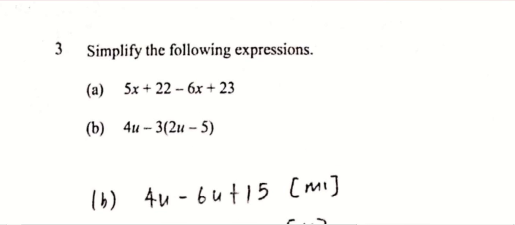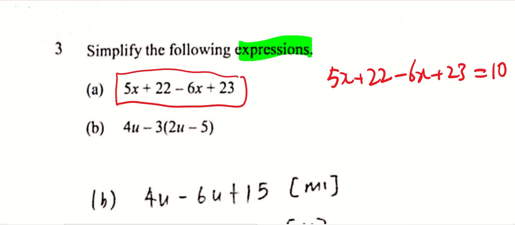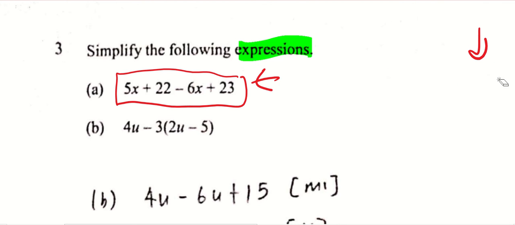Okay, simplify the following expressions. Remember the difference between expressions and equations. An expression has got no equal sign. Okay, no equal sign here. As opposed to, for instance, 5x plus 22 minus 6x plus 23 equals 10. Now, this is an equation because of the equal sign, right? In this case here, there is no equal sign. This is just an expression. So please be careful.